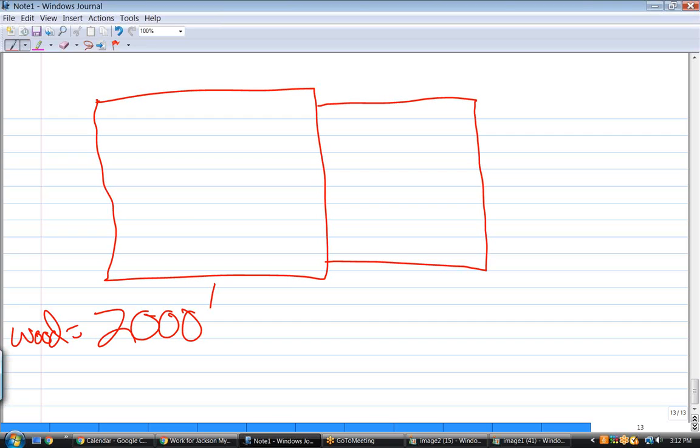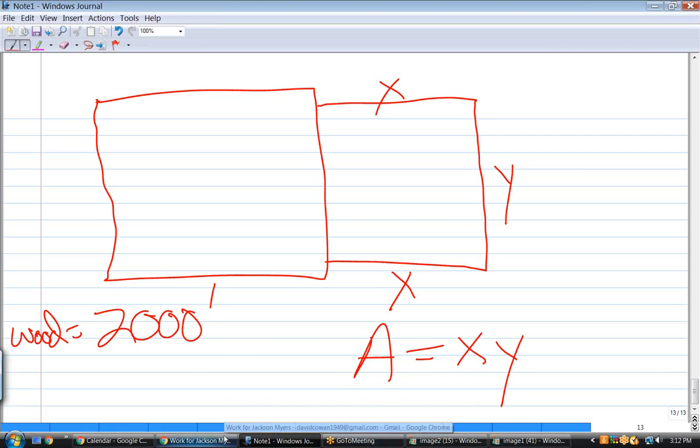Okay. Well, the very first thing you want to do is define the function that you're going to optimize. Which is what? What am I optimizing? Area? Yes. What's the area of this corral? Let's assign some variables. That's x, that's y, that's x. So what's the area function? X times y. What other function can I talk about given the fact that I have 2,000 feet of wood? 2,000 equals 2x plus y.